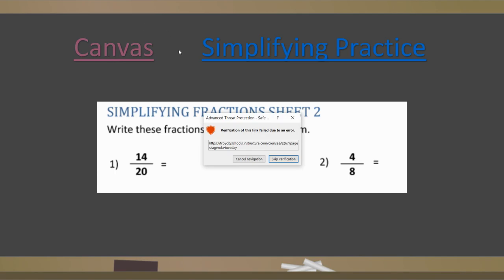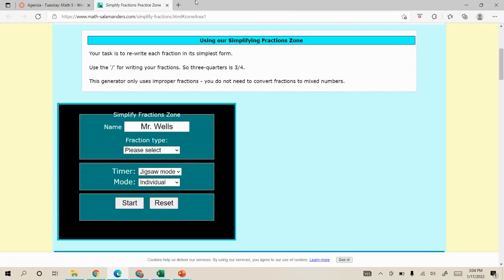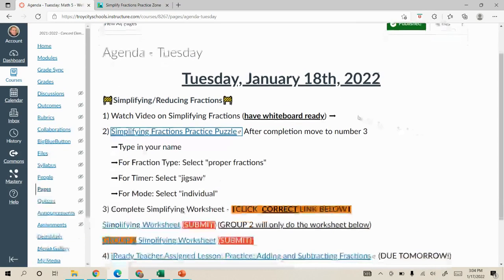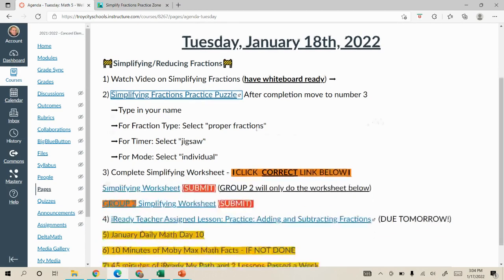We're going to skip this and talk about what this looks like for you today. This video, which is what you're watching, is going to be right here. The next thing you have is what we call a simplifying fractions practice puzzle.